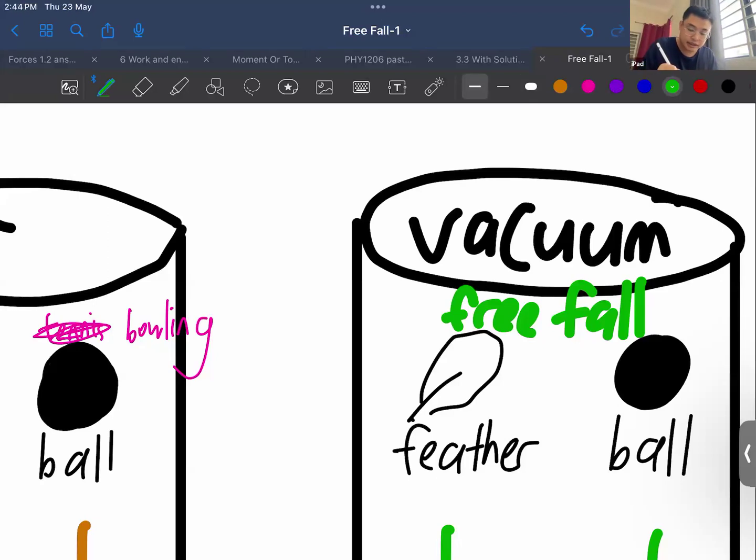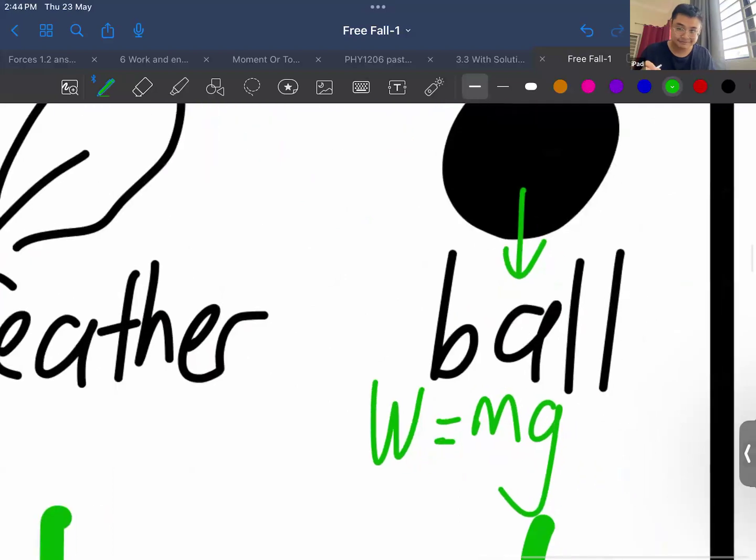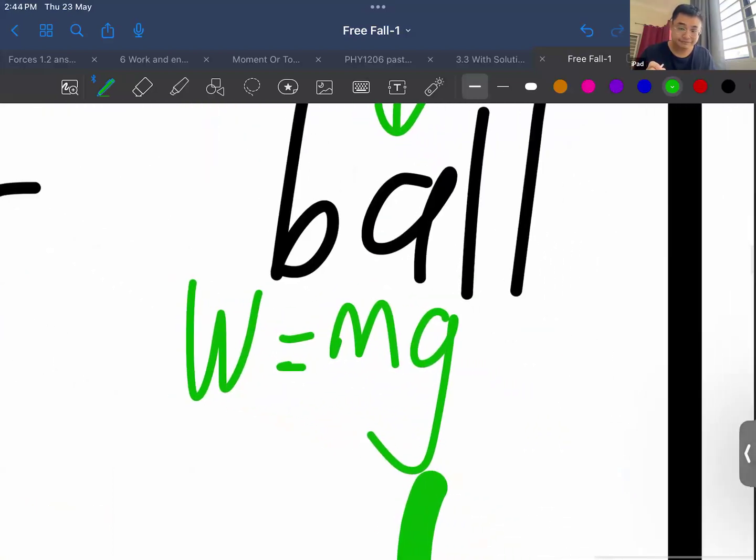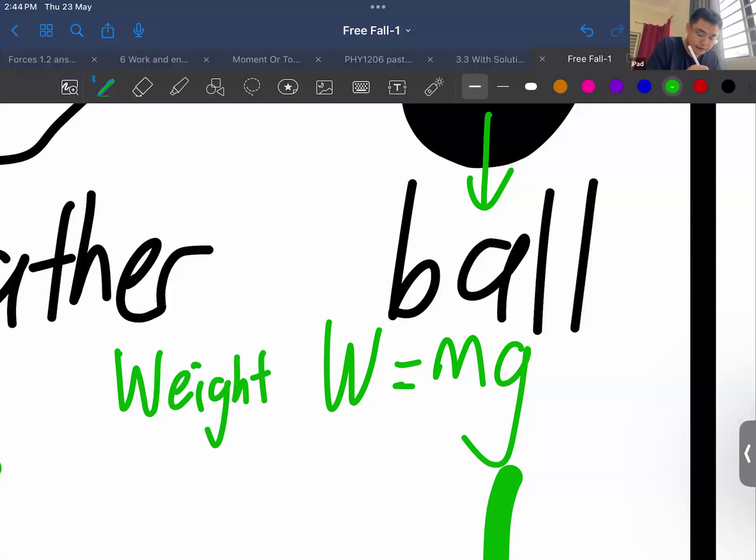So that's why let's look at the ball. The weight is pulling the ball down. Did you know that the weight is W equal to mg? Let me test your understanding. W equal to mg, right? What is W? What do you call it? Weight. Very clever. M? Mass. Okay.